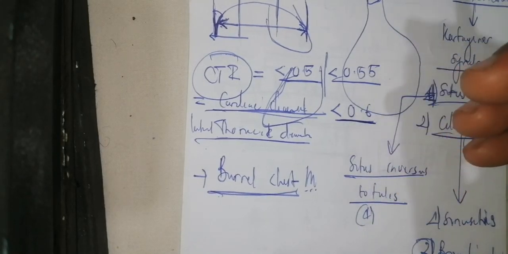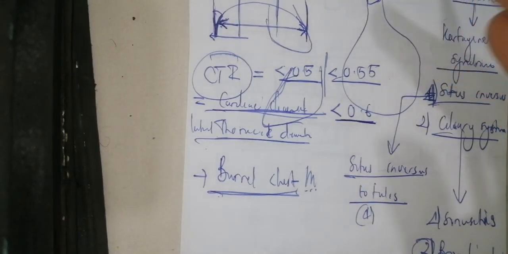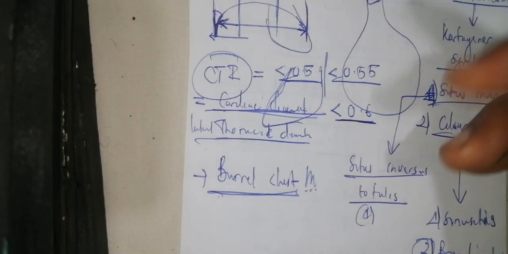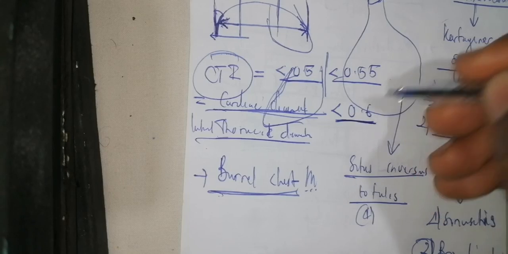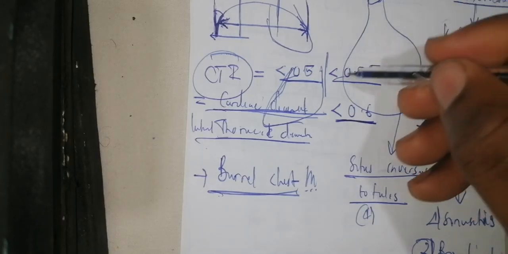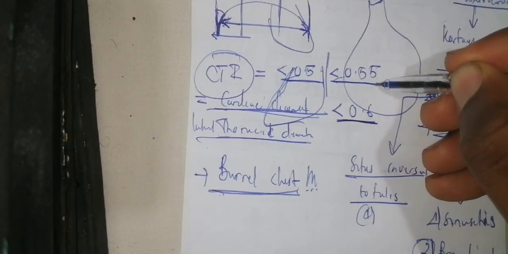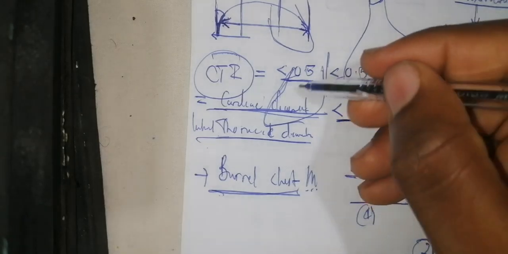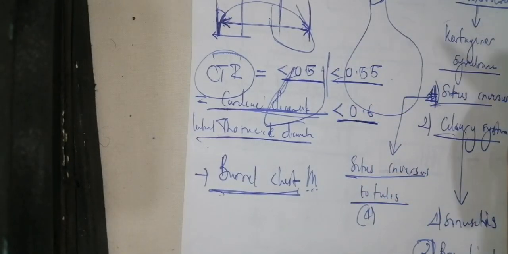So from neonates to 2 to 3 years, it has to be less than 0.6. From 2 to 3 years to 12 years, it has to be less than 0.55. After 12 years, it has to be less than 0.5. If it is more than that, you have to say that it is cardiomegaly.